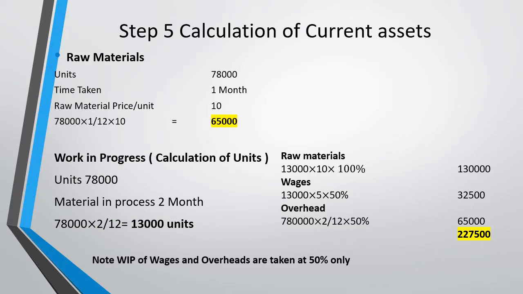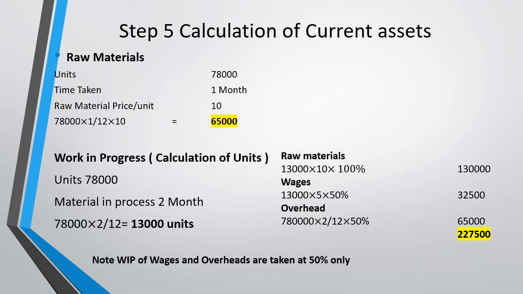Step 5 is the calculation of current assets. Under current assets, you have raw materials first. Let's look into the information given related to raw materials in the question. The unit price of raw material is 10. Next, raw materials will remain in stock for 1 month. The units we have calculated are 78,000. So it will be 78,000 into 1 divided by 12 into 10, you get 65,000. That is how raw materials is calculated.